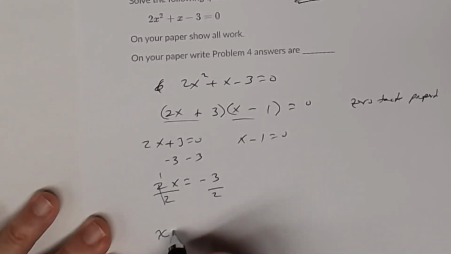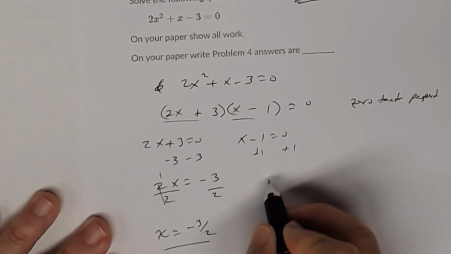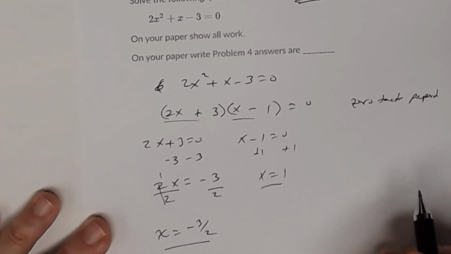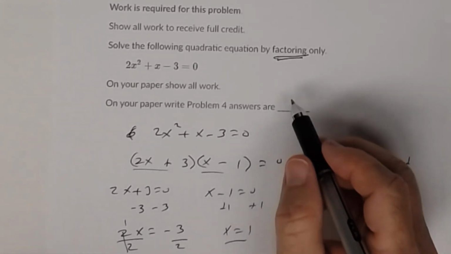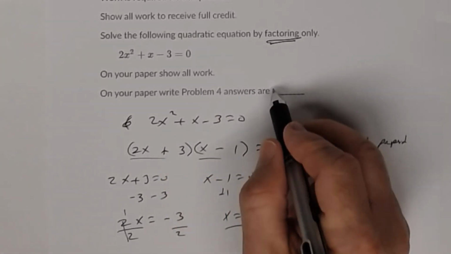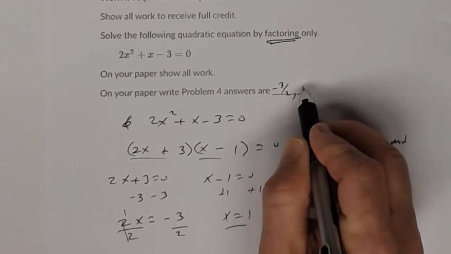1 times x is x, and so I get x to be negative 3 halves. Over here, adding 1 to both sides, I get x to be 1. And so there are the two solutions for this problem. So it's negative 3 halves, comma, 1.